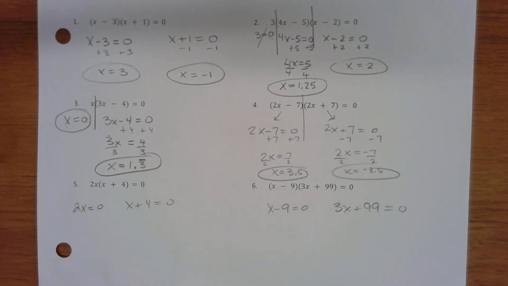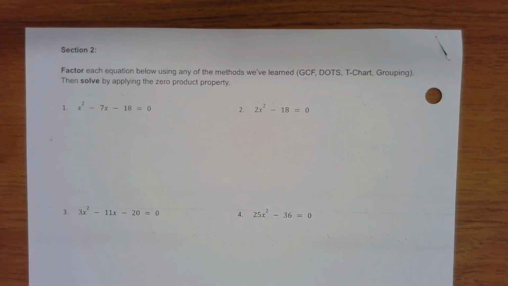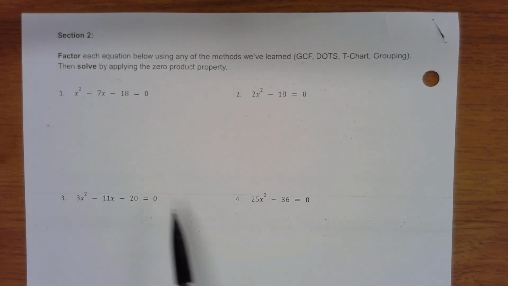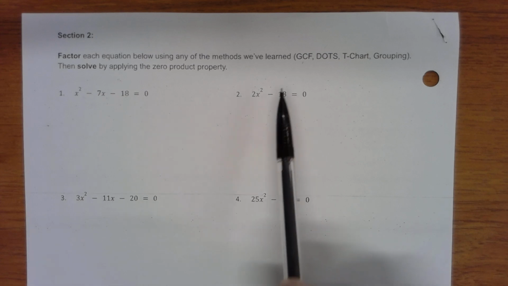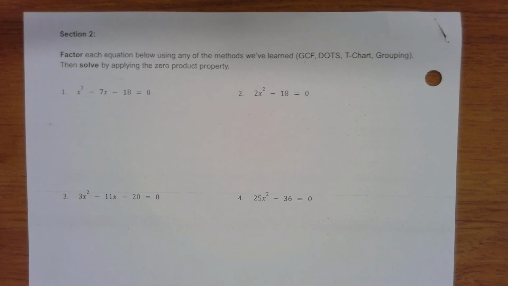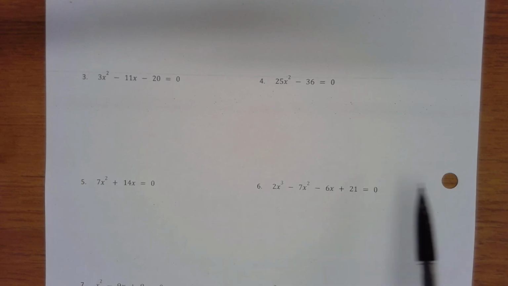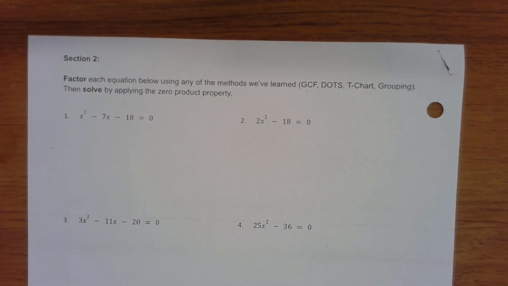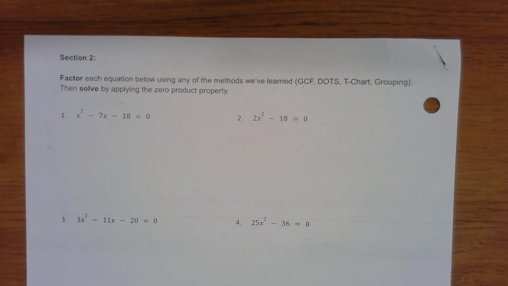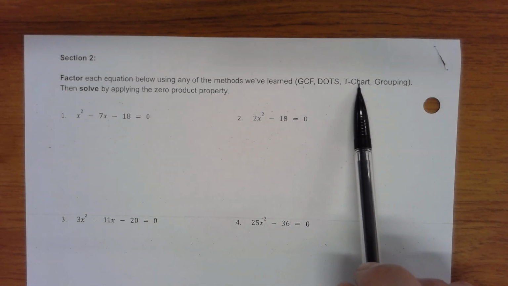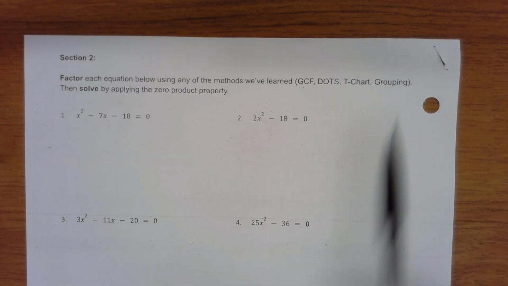I'm going to move ahead to page 20. Turn the page. In section 2, and also like section 2 on your homework, you'll notice that all of your equations are set equal to 0, but are not in factored form. They're in standard form, from highest degree to lowest degree. This page I'm supposed to remind you of all the different methods for factoring. Greatest common factor, difference of two squares, T-chart, grouping with 3 or 4 terms.